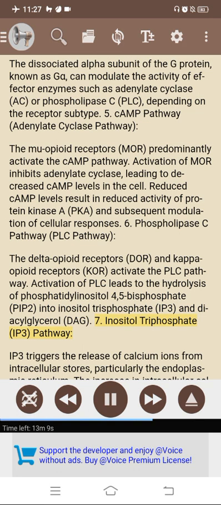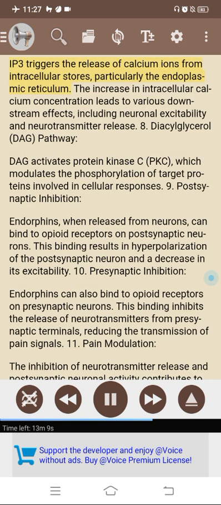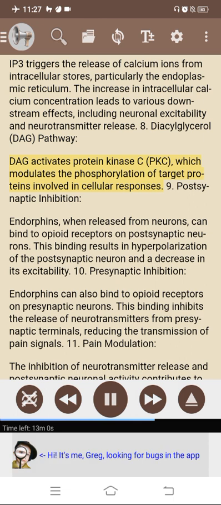7. Inositol trisphosphate (IP3) pathway. IP3 triggers the release of calcium ions from intracellular stores, particularly the endoplasmic reticulum. The increase in intracellular calcium concentration leads to various downstream effects, including neuronal excitability and neurotransmitter release. 8. Diacylglycerol (DAG) pathway. DAG activates protein kinase C (PKC), which modulates the phosphorylation of target proteins involved in cellular responses. 9. Postsynaptic inhibition. Endorphins, when released from neurons, can bind to opioid receptors on postsynaptic neurons.